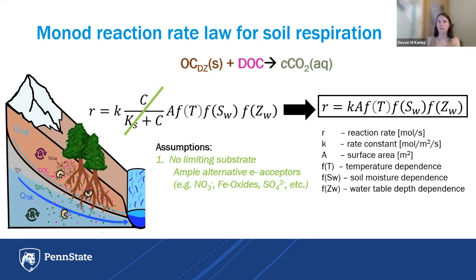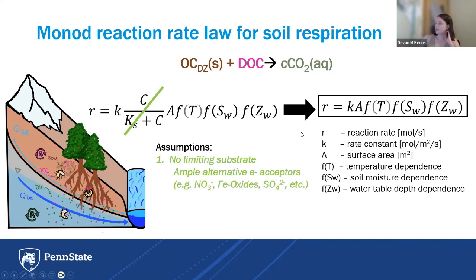Even though the deeper zone is more saturated and tends to not have much oxygen diffusion to this depth, we still assume that there are ample electron acceptors. And because the residence time is long enough, we assume that there will be ample time for these slower reactions to happen as well.